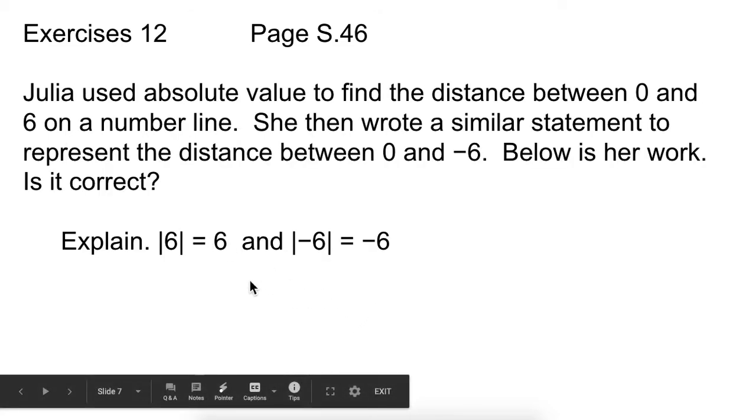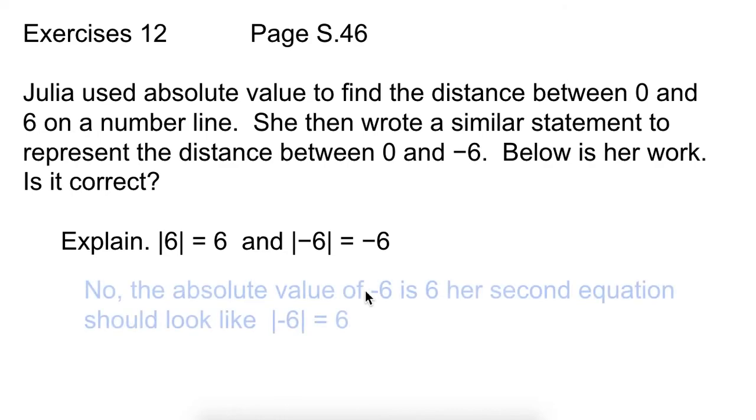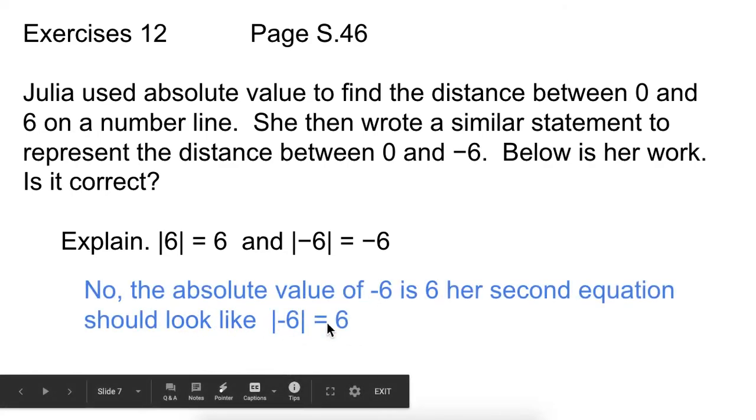So the absolute value of 6 is 6. The absolute value of negative 6 is positive 6. So, no, she is not correct. The absolute value of negative 6 should be 6.